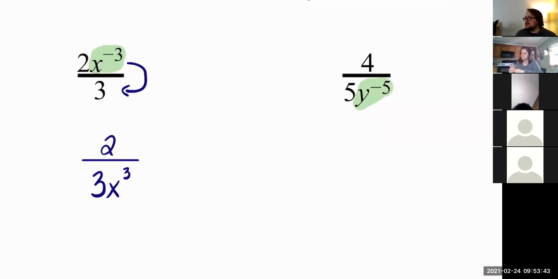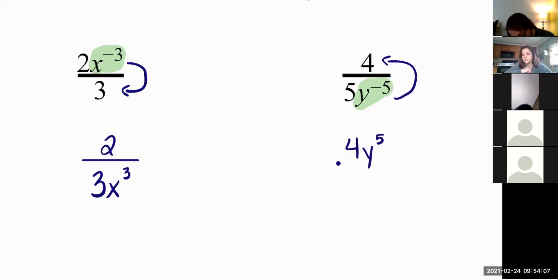How do you make a negative exponent turn positive? Put it on top. In this case, put it on top. More generally, move it to the other side of the fraction. So in this case, the y to the -5 is going to slide up top. So what's now on top? 4y to the positive 5th power.